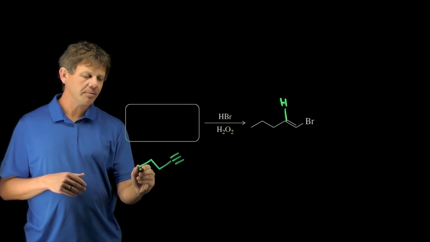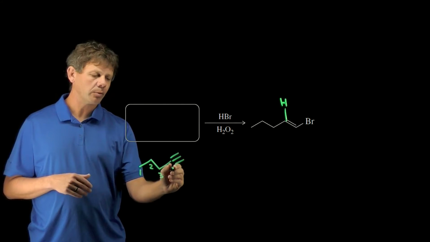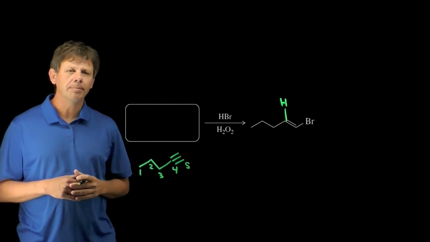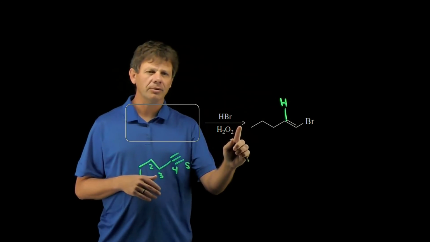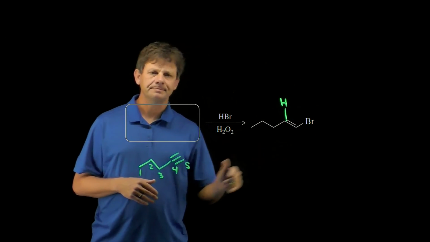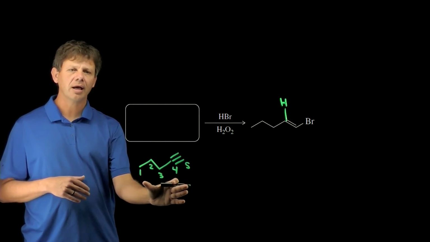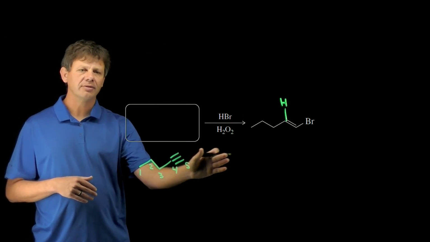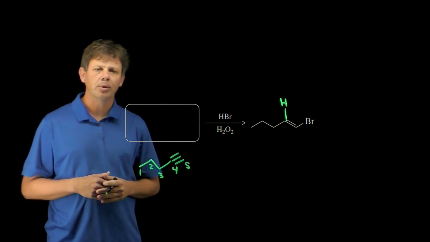Let's number the carbons to make sure we have it being the right length. So we'll use 1-pentyne. And if we count our carbons over here, we have 1, 2, 3, 4, 5. So this alkyne with HBr and peroxides should give us this bromoalkene.